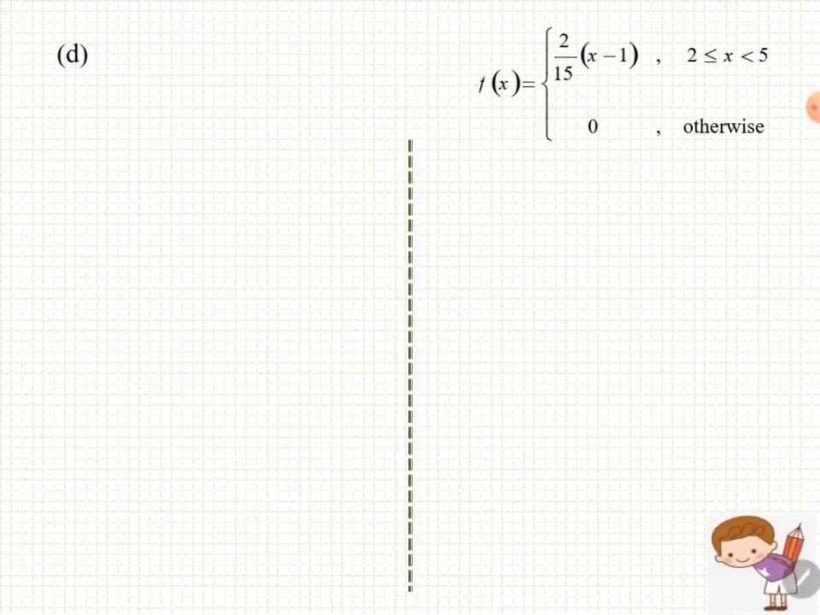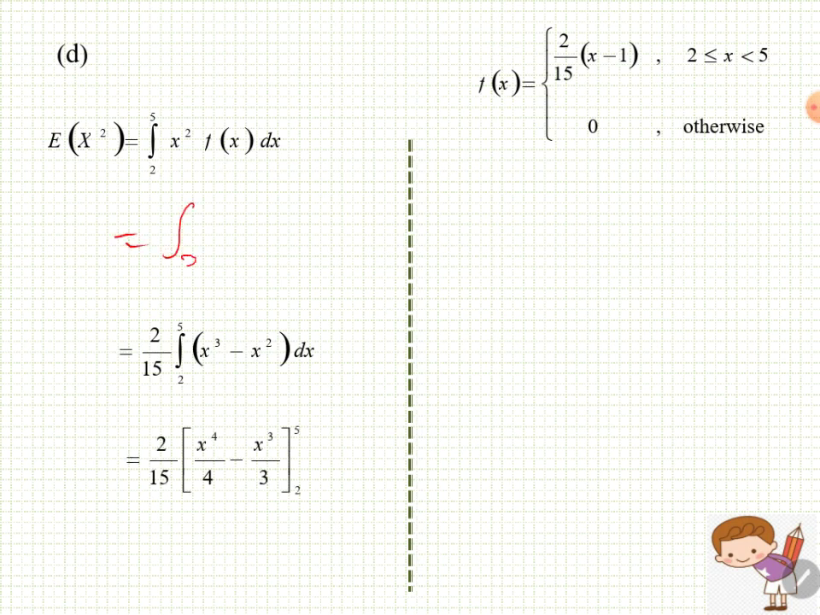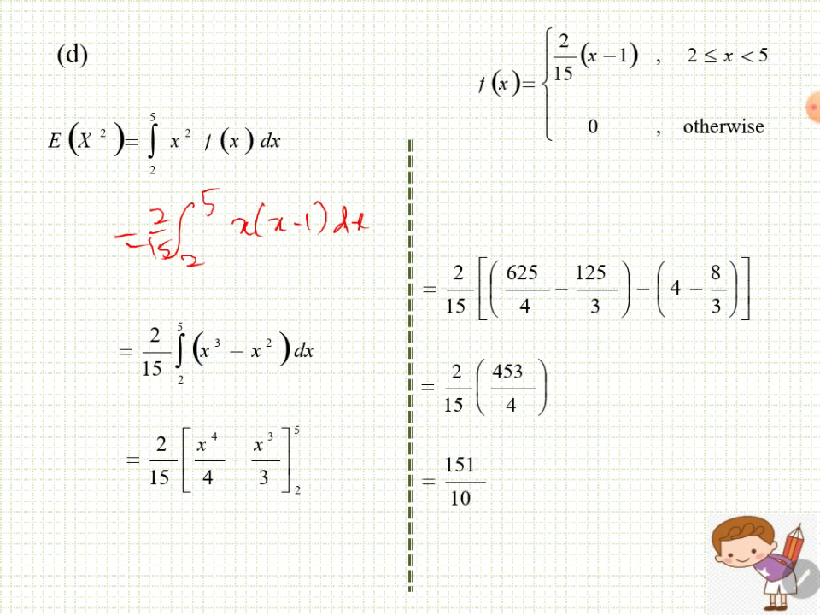But for question D, because the expectation of x squared is in the question, we need to find expected of x squared, which is the integration of x squared multiplied with its probability from 2 to 5. The function is x minus 1, and the coefficient of 2 over 15 we take out. So here it should be integrate from 2 to 5 of x squared multiplied by x minus 1, and the 2 over 15 will be outside of it. Okay, so expand it, we get x cubed minus x squared. So integrate both, we get x to the power of 4 over 4 minus x cubed over 3. So substitute the limits, we will have the final answer: expected of x squared is equal to 151 over 10.